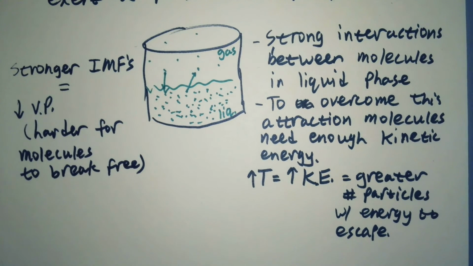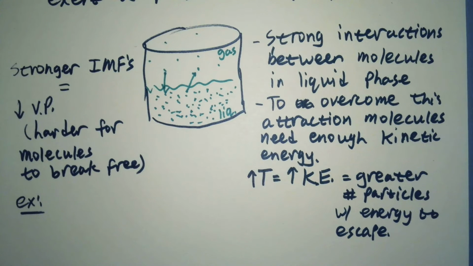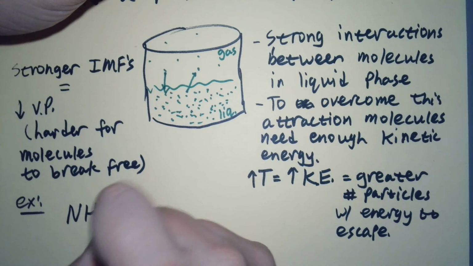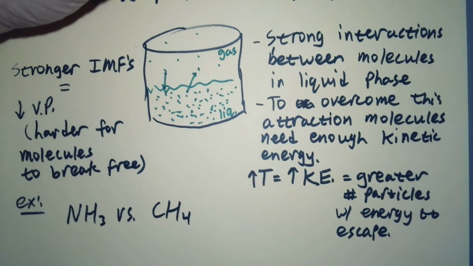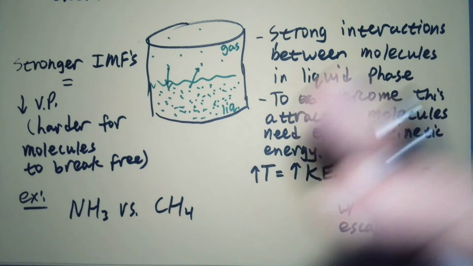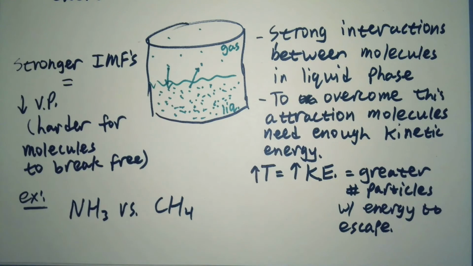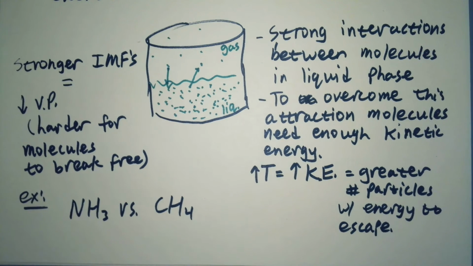Alright. And so as an example of this in action, let's compare NH3 versus CH4, which has a higher vapor pressure at a given temperature? Assuming they're both not at their boiling point, because at their boiling point, they're both going to be atmospheric pressure. But if they're at a temperature where they're both liquid, which one would have a higher vapor pressure?